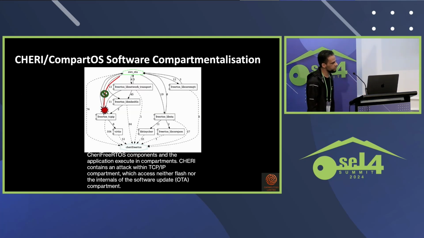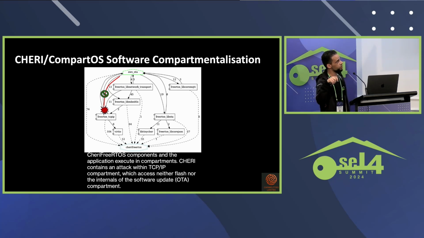For software compartmentalization, CHERI right now has different software compartmentalization models. This is one of them. It's called CompartOS, and we have applied it to FreeRTOS. This figure is the AWS over-the-air update application from Amazon. It's running on FreeRTOS, and the vanilla system was running in a single address space.